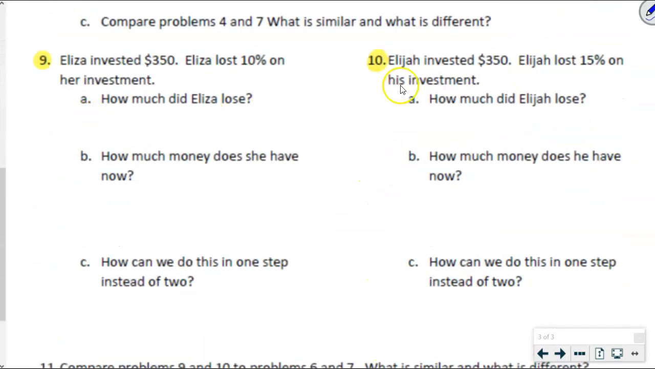Now, 9 and 10 are very similar. Here's the only difference for problems 9 and 10. Eliza invested $350. Eliza lost 10% on her investment. This time, it's a loss of 10%. We still have our initial investment of $350.